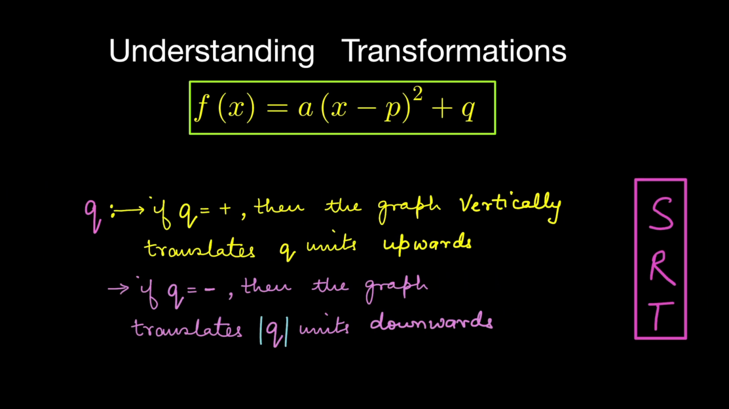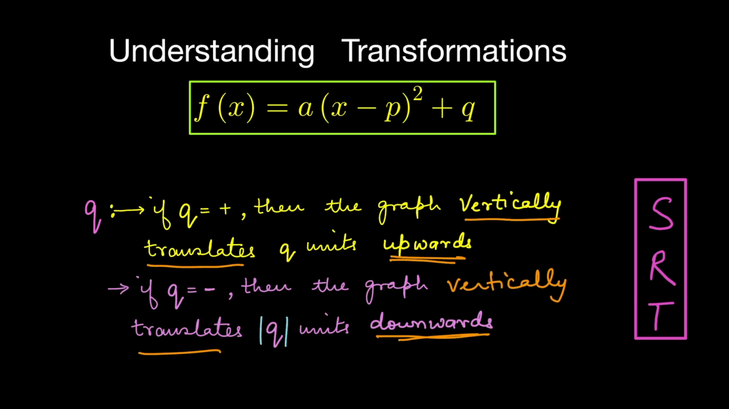Now continuing with the transformation concepts, we go to the q part. So q can again be positive or negative. Just remember that q represents the vertical translation. So it vertically translates either upwards or downwards. So the graph vertically translates downwards. When we understand this in the form of some number given like q, if the q value is, let us say, 5, which is positive, we'll consider this case. So we write then the graph vertically translates q units upwards.